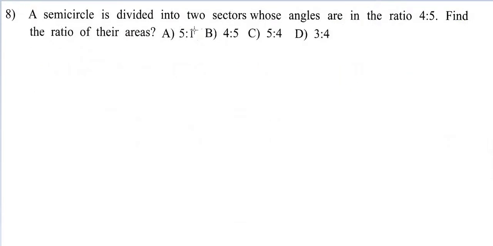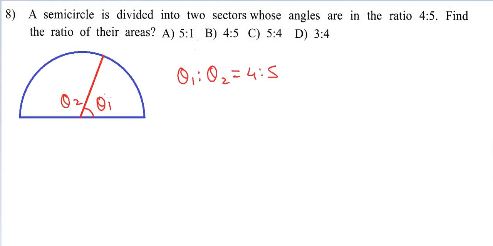A semicircle is divided into two sectors whose angles are in the ratio 4:5. Find the ratio of their area. Okay, now let us draw a diagram first. Now here are the two sectors having angles theta 1 and theta 2 respectively. Now these two angles are in the ratio 4:5. So theta 1 to theta 2 is equal to 4:5. And we need to find the ratio of the areas of these sectors, ratio of their area.